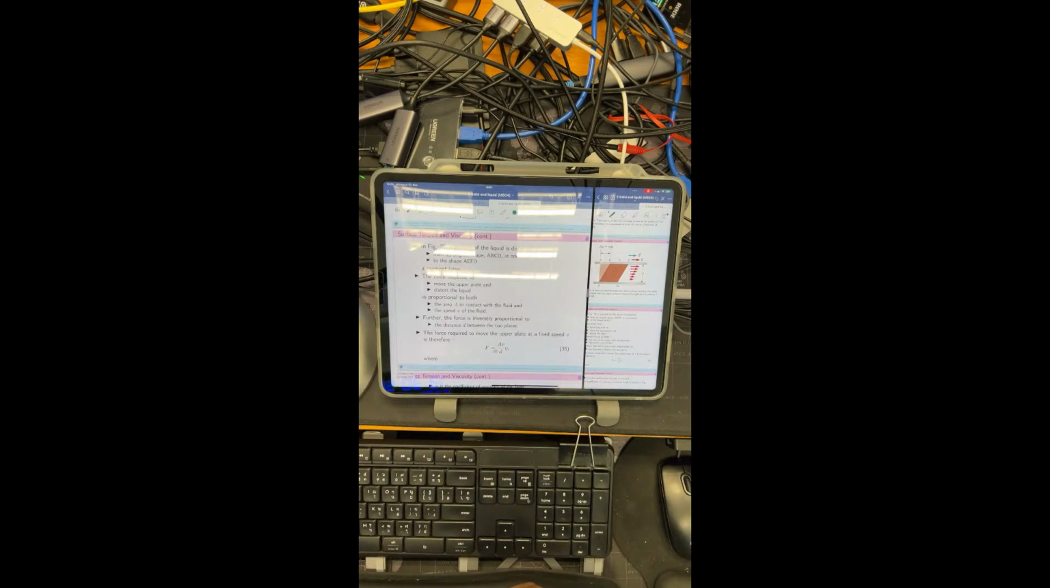And the force can be expressed like this: A times velocity, divided by d, and eta. Eta is the coefficient of viscosity of the fluid, and the coefficients of viscosity of fluids are shown in this table.